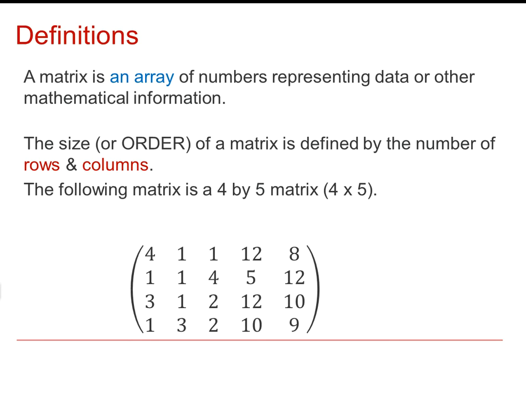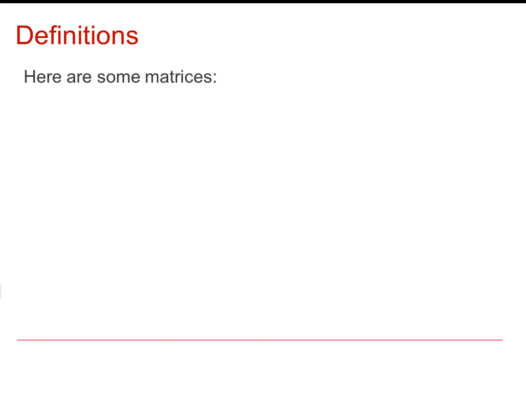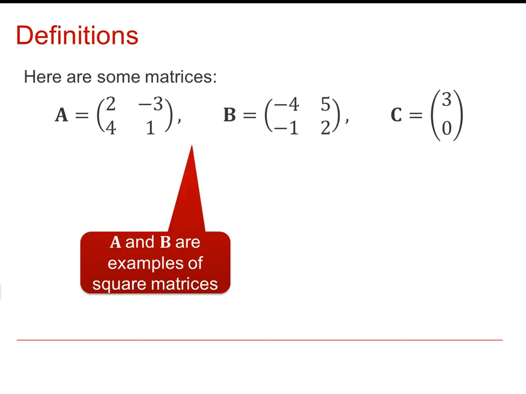If we've got some particular information that we want to represent by this matrix, we may well give headings to the rows and columns. So here we've got one representing the results of 4 teams. Here are some other matrices, this time without any particular information, so these are purely numbers within the matrix. You'll see that A and B are both what we call square matrices, in fact both 2 by 2 matrices. C is a 2 by 1 matrix, so it has 2 rows and 1 column. The usual way of writing a matrix is to use a capital letter, or you'll see it in print in bold.